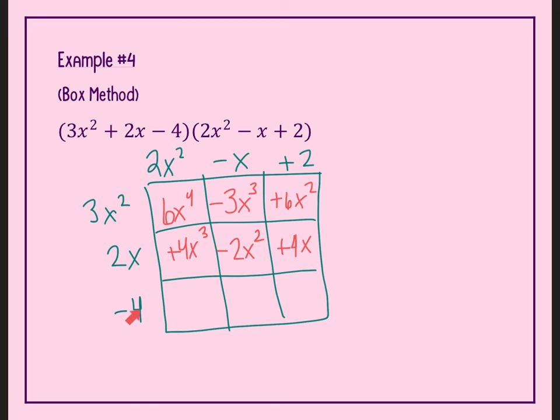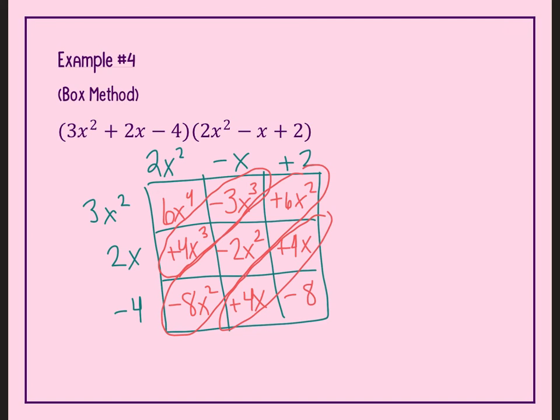Now on the last row, I'm going to take that negative 4 and multiply it by each of these 3 terms. So negative 4 times 2x squared, then negative 4 times negative x becomes a positive 4x. And then negative 4 times 2 is going to be negative 8. Now, if you look for your like terms, here are your x cubes, here are your x squareds, here are your x's, okay?